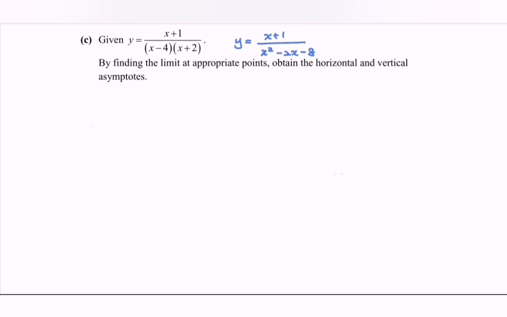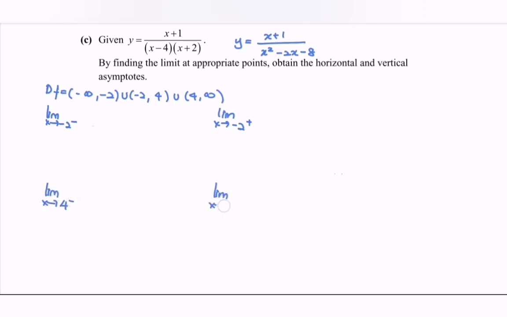So number 1 is to find the domain. By referring to the situation, we have the domain negative infinity until negative 2, union negative 2 until 4, union from 4 until infinity, where negative 2 and 4 are not included. Next, focus on the limit when x approaches negative 2 from the left, limit when x approaches negative 2 from the right. Continue. Limit when x approaches 4 from the left, limit when x approaches 4 from the right. So kindly substitute the function: x plus 1 over x minus 4 multiply x plus 2.